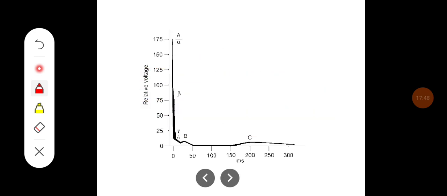So this is a diagram showing the compound action potential. You can see the separation of the action potentials of different diameter nerve fibers. We can see the A alpha fibers, their action potential reaches very fast, followed by A beta, gamma and delta fibers. Then it is followed by B fibers and C fibers.